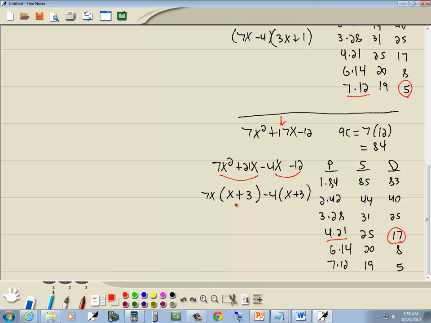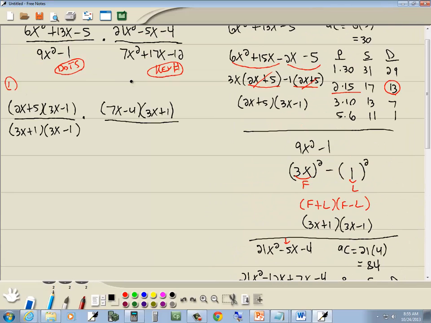Now our goal was to get these parentheses the same, and they are. So I'll factor out an x plus 3. And to see what goes in your second set of parentheses, you can now cross out these x plus 3's. And what isn't crossed out here goes in your second set of parentheses. So that'd be 7x minus 4. So we got x plus 3, 7x minus 4.